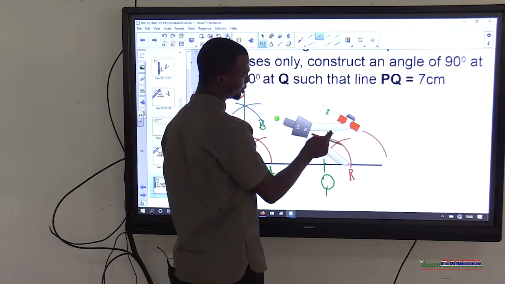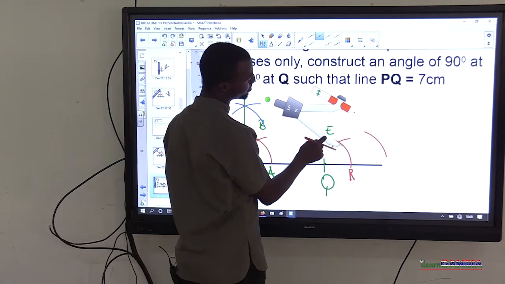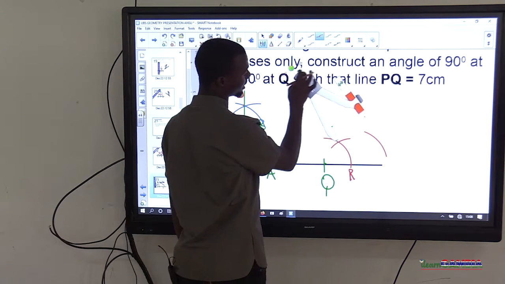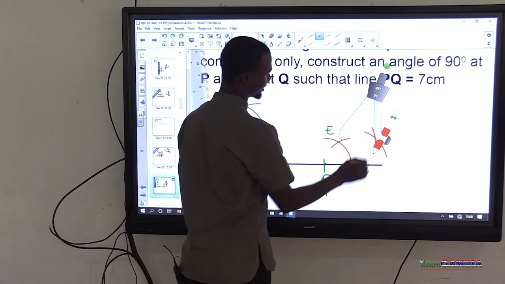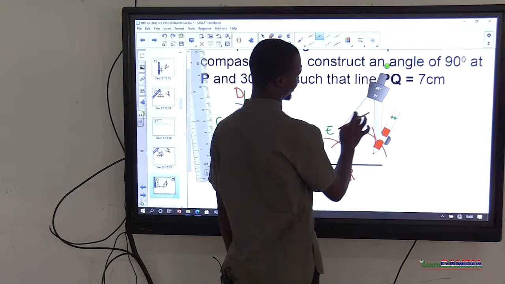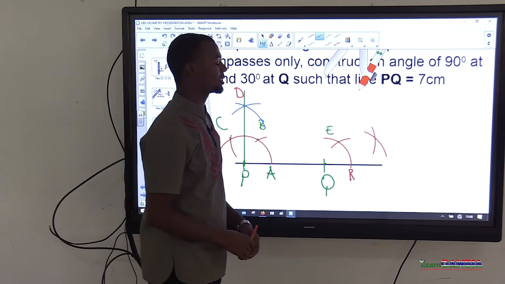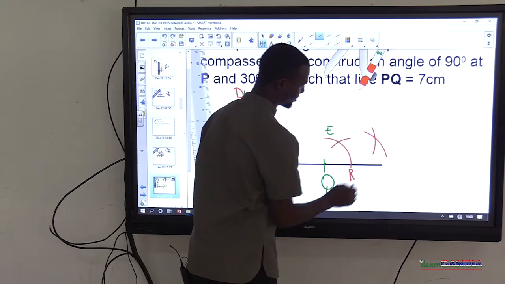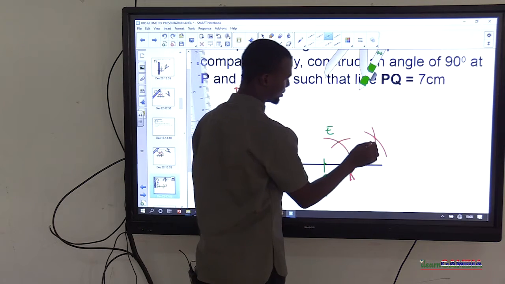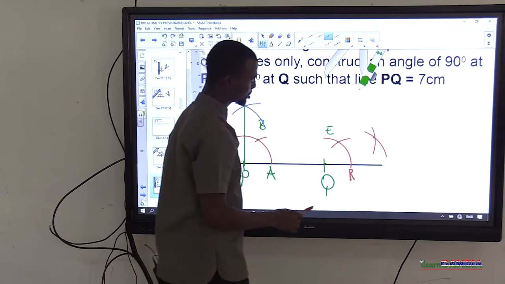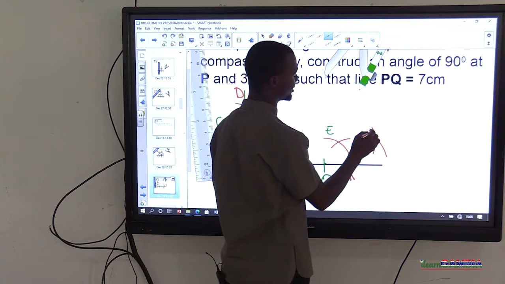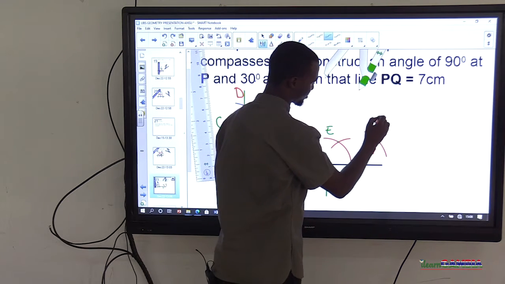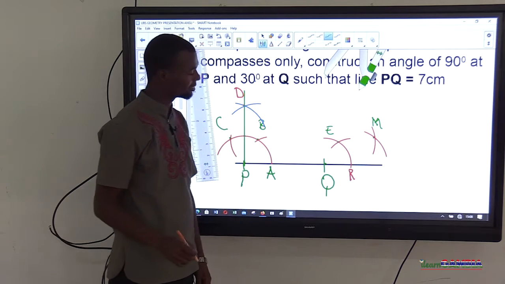So you move to E now as your center. You draw another arc to cut the previous arc. So where the two arcs intersect, you join it to Q. And let's call where the arcs intersect, let's say, M.